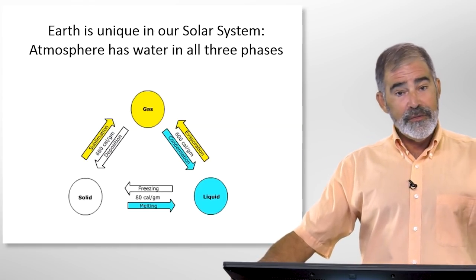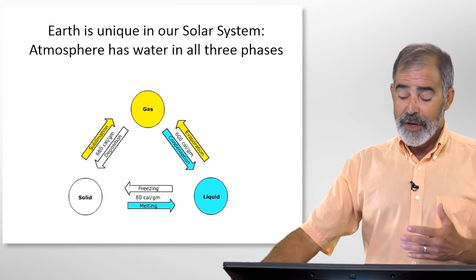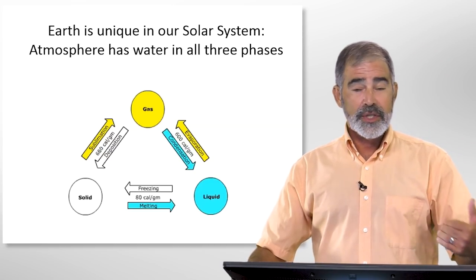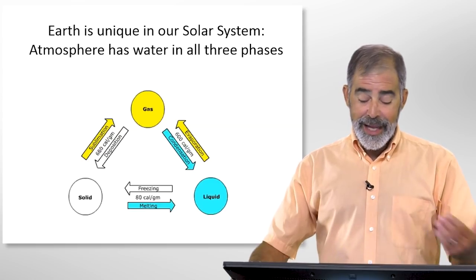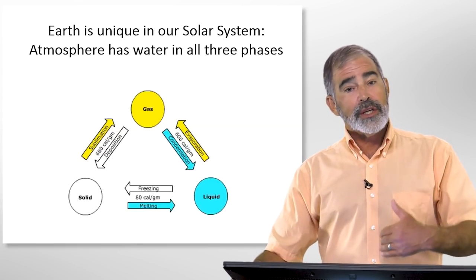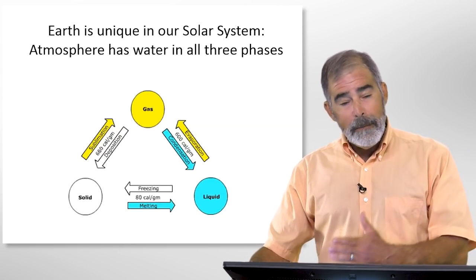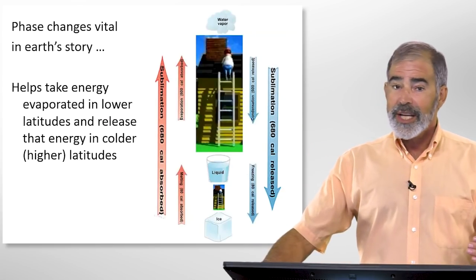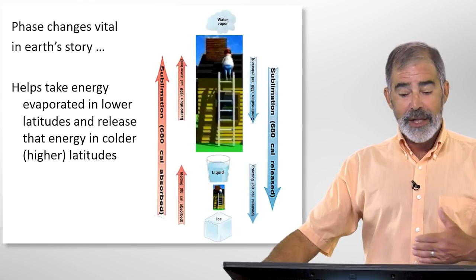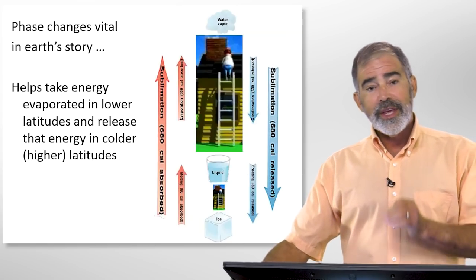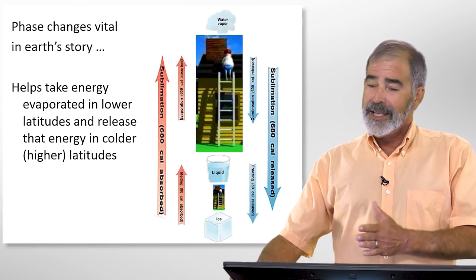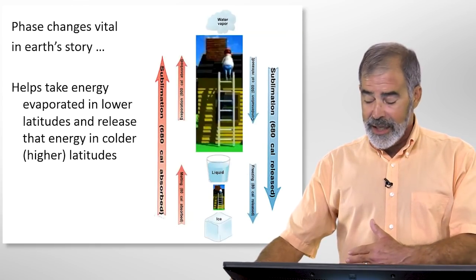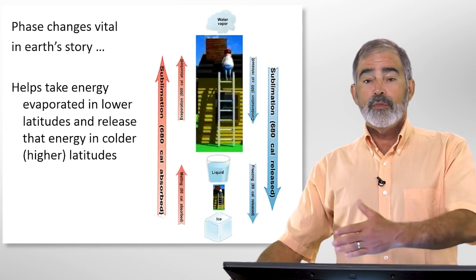One aspect of the Earth's hydrosphere that is fairly unique is that we have water in all 3 phases: solid, gas, and liquid. And there's energy exchange when the water changes phase. So these phase changes are a really important part of the planet's habitability. So you can think of the phase changes of water being a ladder of energy. Down at the bottom of the ladder is ice, then liquid water, and then water vapor.